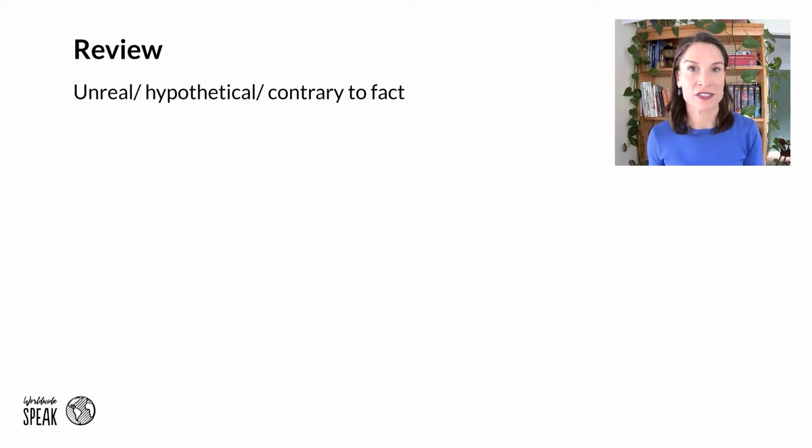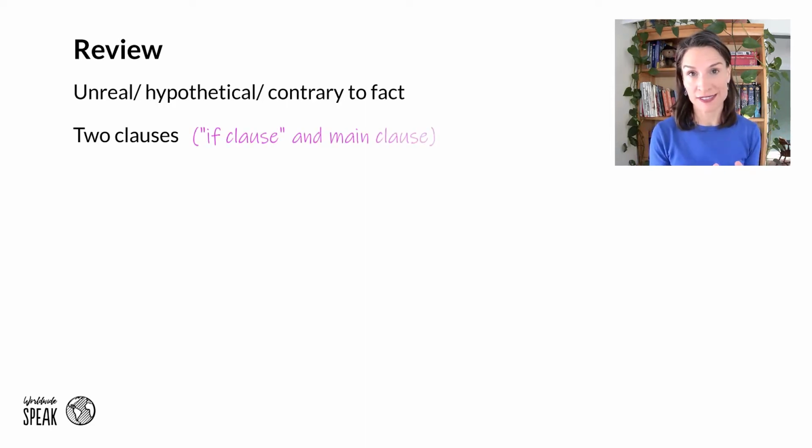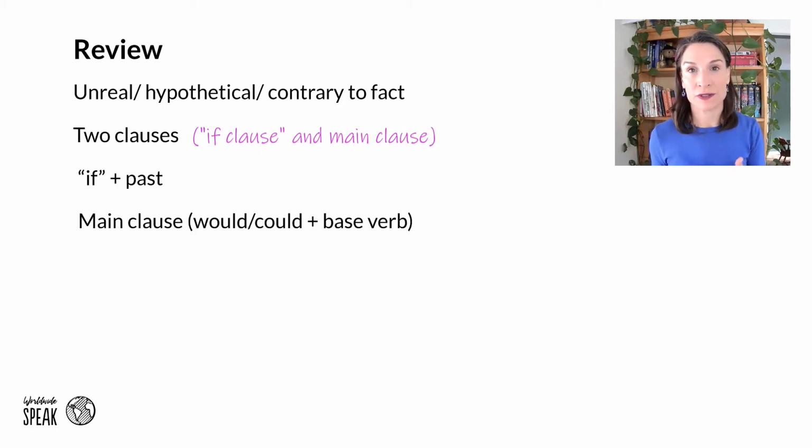So that's it. Here's what we have for second conditional. Remember, second conditional describes something unreal, hypothetical, contrary to fact. You're going to have two clauses in your second conditional sentence. You'll have your if clause and your main clause. In your if clause, you'll always use a past form of the verb, but you're not talking about the past. This is just the grammar rule. So it might be past simple, past progressive, or it might be could, which is the past form of can. And in your main clause, you're going to use would or could and the base verb.